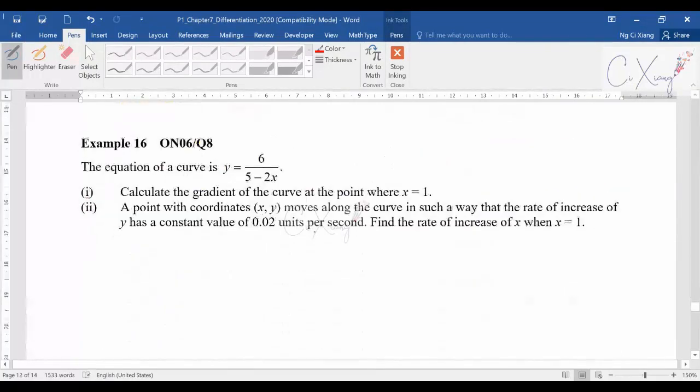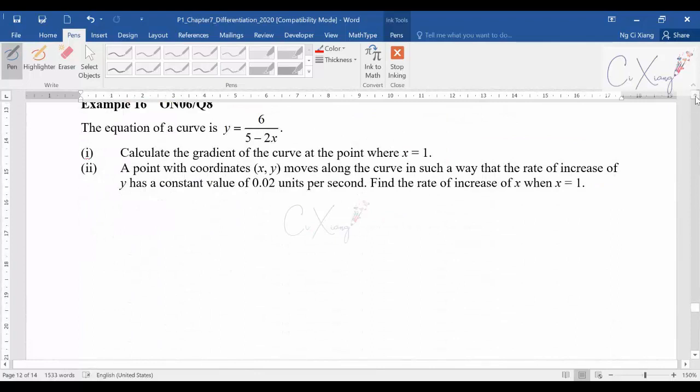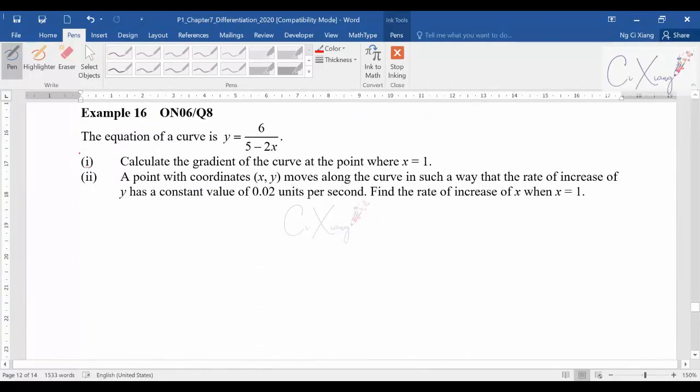Let's have a look at example 16. They give you an equation here. Calculate the gradient of the curve at the point where x equals 1. So they are talking about the gradient of the curve. You learned this before, right? The gradient of the curve is dy dx. So dy dx, if you follow the steps, you do the differentiation on your own. I'm not going to write out the steps here. You should be able to do it yourself.